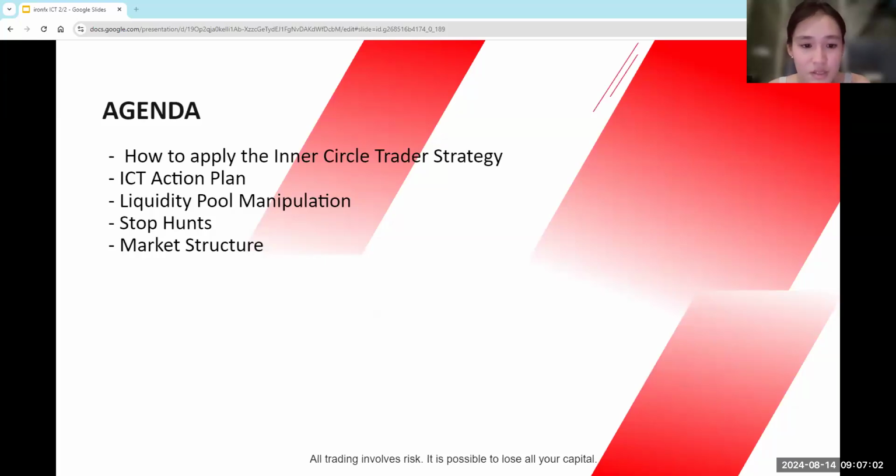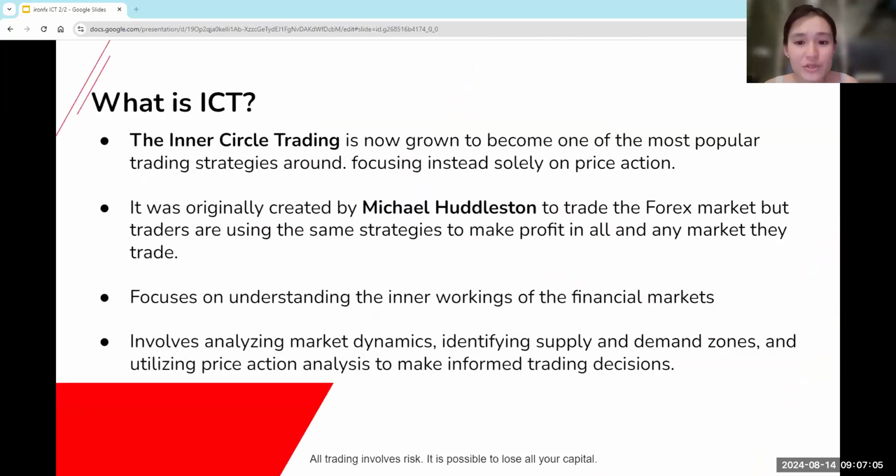Okay, so let's briefly do a quick recap for those of you who weren't here with us in the first session. So let's define what exactly we mean by inner circle trading. It's a trading methodology that focuses on understanding the inner workings of the financial markets. It's now becoming one of the most popular trading strategies since it focuses solely on price action. Originally created by Michael Huddleston, it was made to trade the Forex market, but traders are using the same strategies to make profit in any market that they trade.